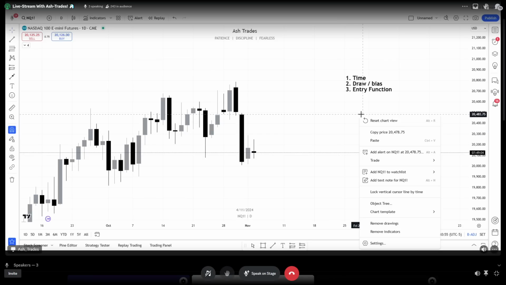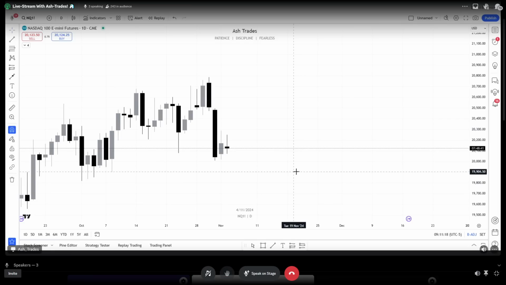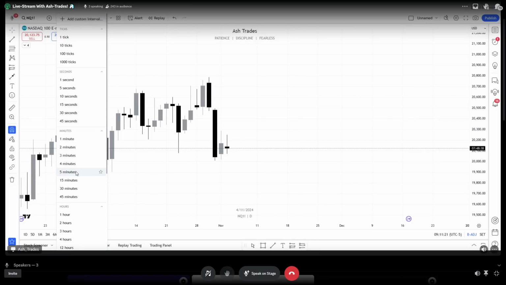Okay. Now, to make it a higher probability situation, you want to be doing it after the opening time because time is the most important element. You want to be doing it aligned with the draw on liquidity. And lastly, you want to be doing it from a higher time frame level, right? So this is where the stat map comes in for me.